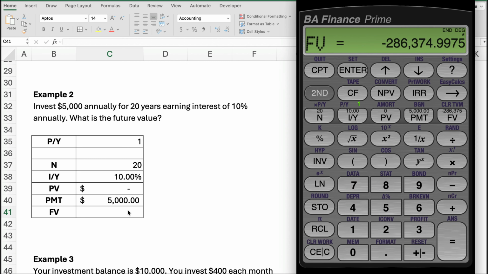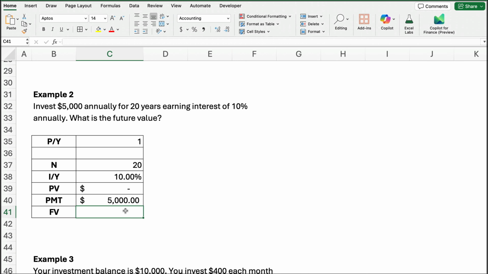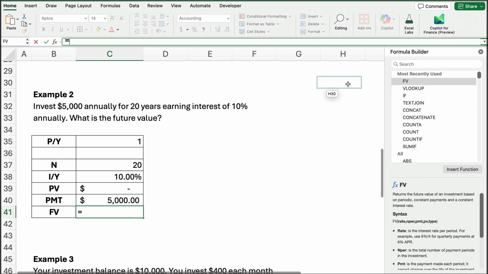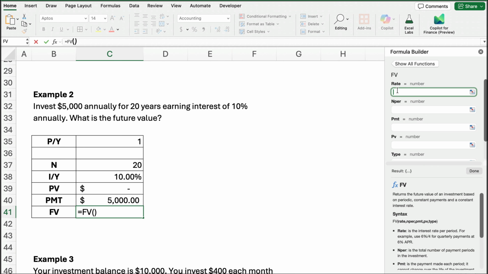We think we're going to have $286,374 and 99 cents, and it's going to round up to 375, looks like. So let me do the math on Excel. So the future value is going to be the rate, 10%. I'm going to get in the habit of just dividing by 1.